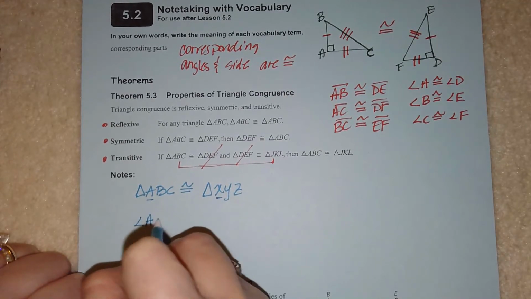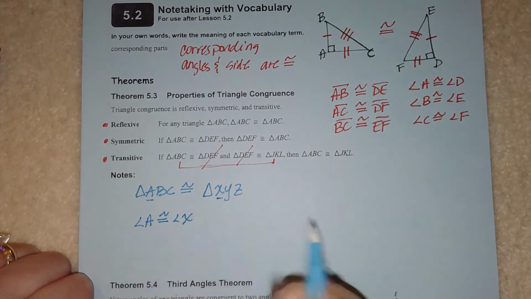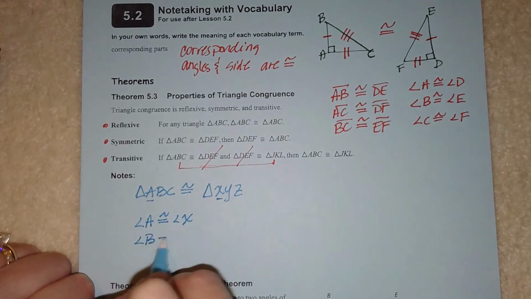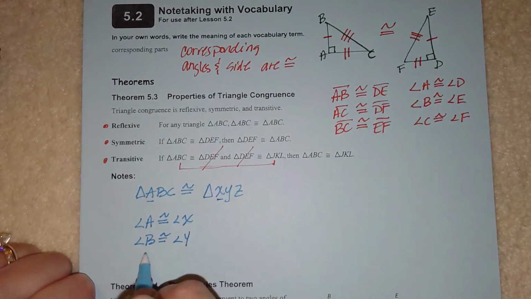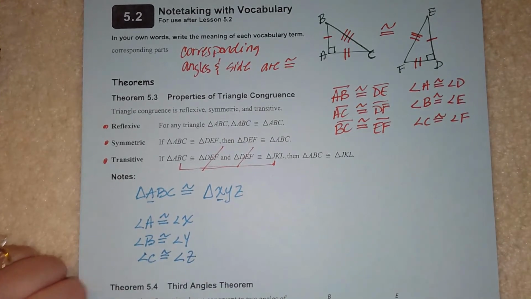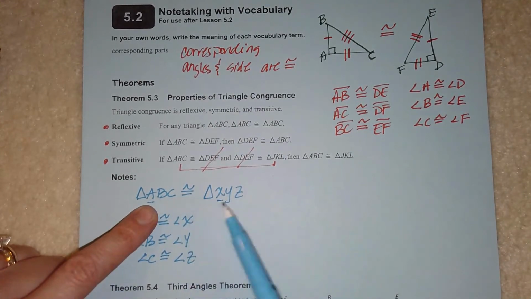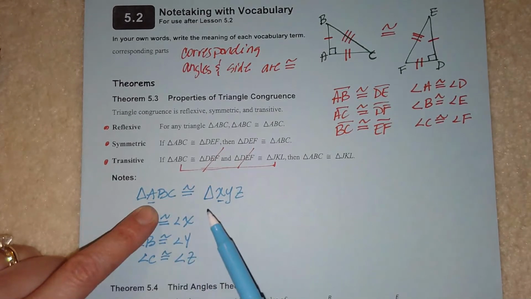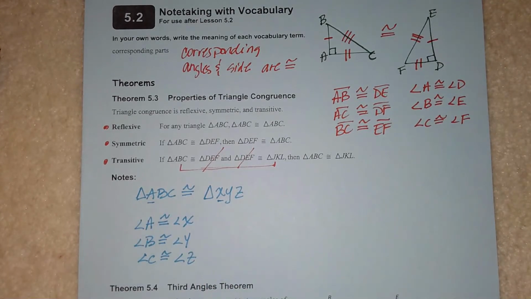So I could say angle A is congruent to angle X. Likewise, angle B is congruent to angle Y, and angle C is congruent to angle Z. So the order in which we write these is telling you what pieces are congruent. I always think it's easier, if you're given a congruence statement, to use that order to help you figure out what your corresponding parts are.